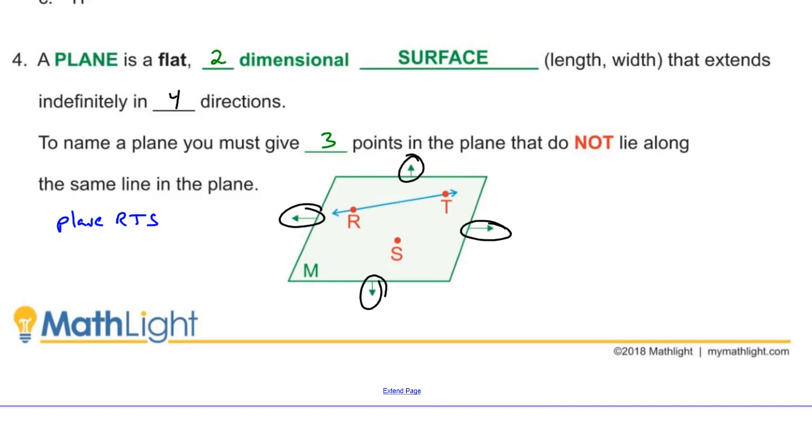Also, sometimes planes will have just a letter without a point designation, and that's a shorthand to naming the plane, so we can call this plane M. Now, here's the key to everything about the 3 points not being on the same line. If I had a point here A and a point here B and a point here C, if I say plane ABC, I have no clue what plane you're talking about.